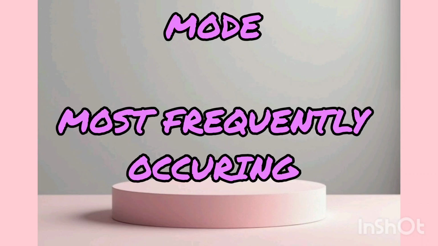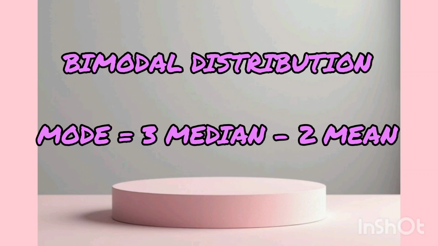Next up, another important measure of central tendency is mode. It is nothing but the most frequently occurring value. So if there are 10 numbers and a particular number is repeating 3 times, repeating the maximum number of times, then that value is going to be my mode. Next we have bimodal distribution, which is present in Hodgkin's lymphoma. The formula is mode equals 3 into median minus 2 into mean.